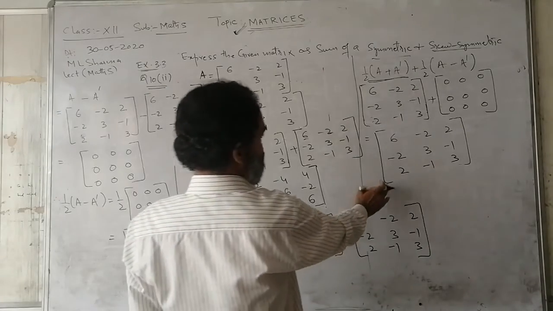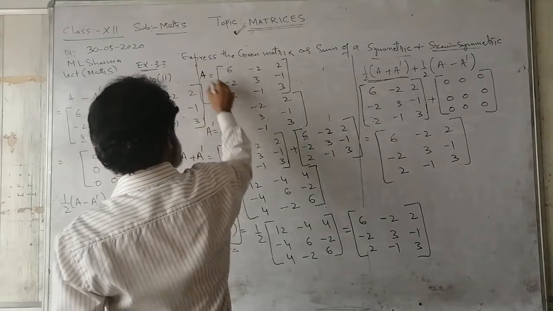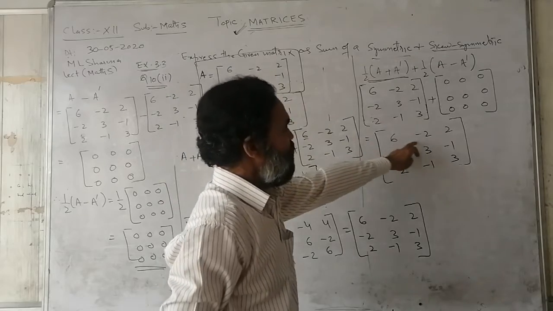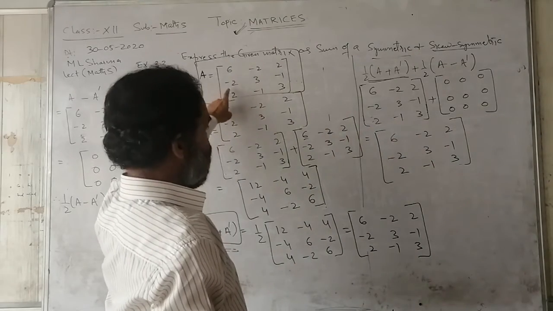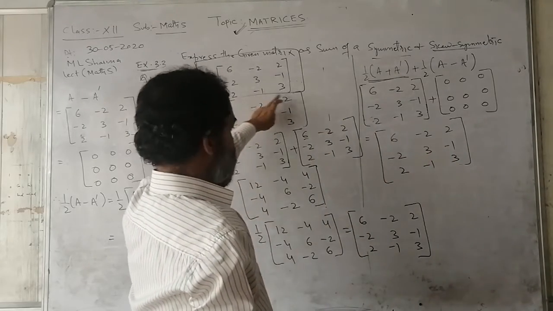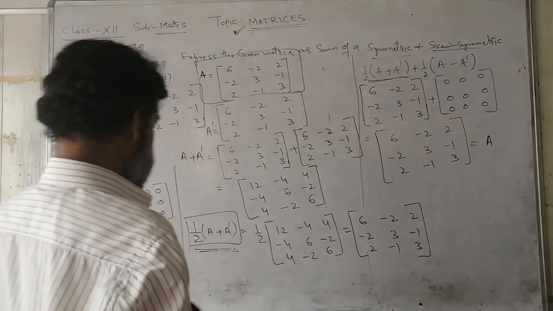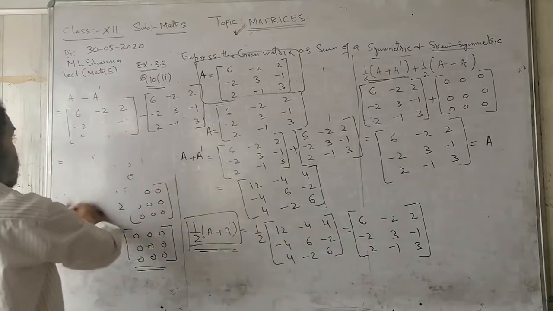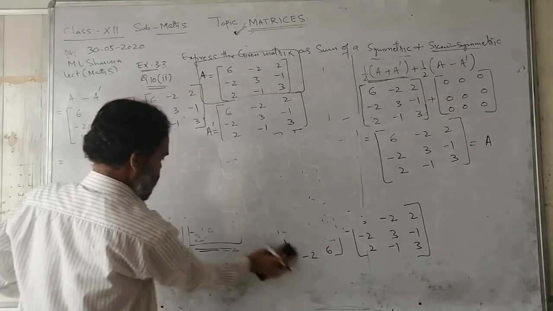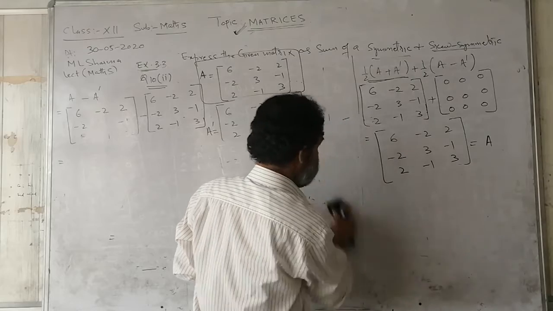So this matrix is nothing but the value of matrix A. If I compare, 6, minus 2, 2 in the first row, and second row elements are minus 2, 3, minus 1. So same, and the third is also the same. So this is the value of A. So that means we have proved the result which was to be proved.